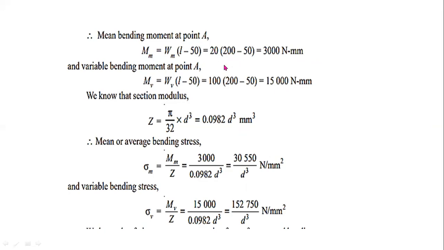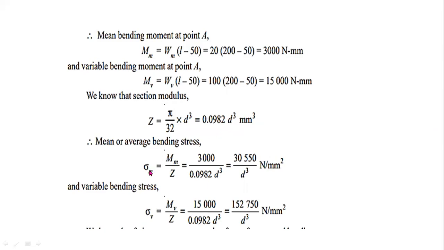After getting the mean and variable bending moments, we have to find the value of mean stress and variable stress. Already we know the formula for bending stress, that is sigma B equals M by Z. M is the bending moment, Z is the section modulus. Here the cross section is a circle, so for a circular cross section, Z equals pi d cube by 32. So Z equals 0.0982 d cube.